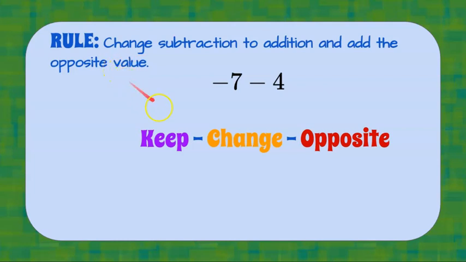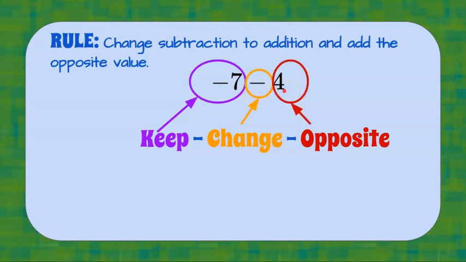My students refer to it as keep, change, opposite. We keep our first number the same. We change our subtraction sign to addition, and we take our last value that follows the subtraction sign and we change it to be the opposite. And now we have the first value, add the opposite, which is -4.